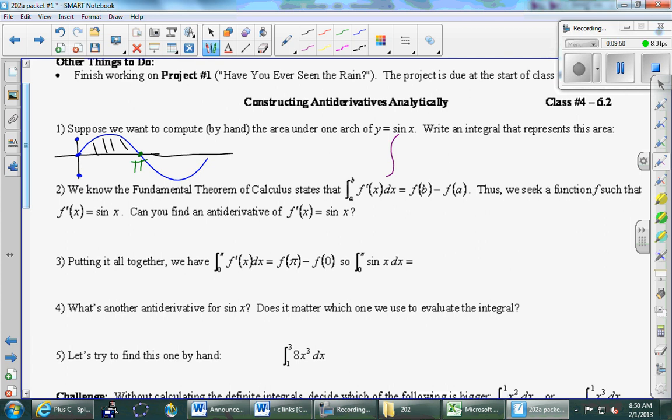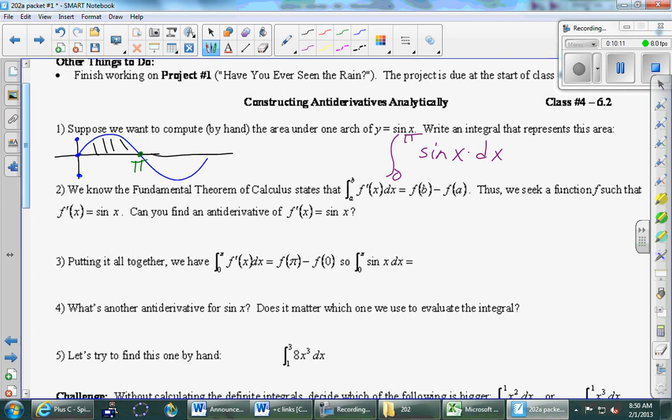From where to where? 0 to pi. Function. So we're going to put sine x and then dx is just part of the notation. And dx is always there. It goes hand in hand with the integral sign. Okay, so that's the thing that we're after.